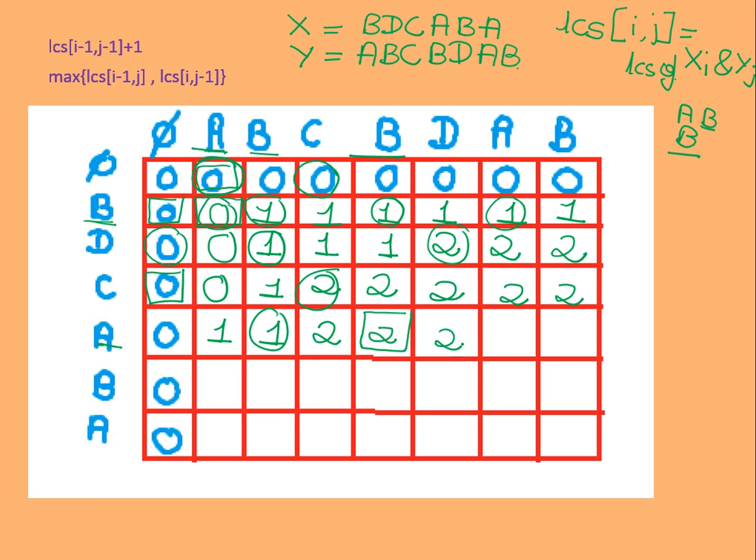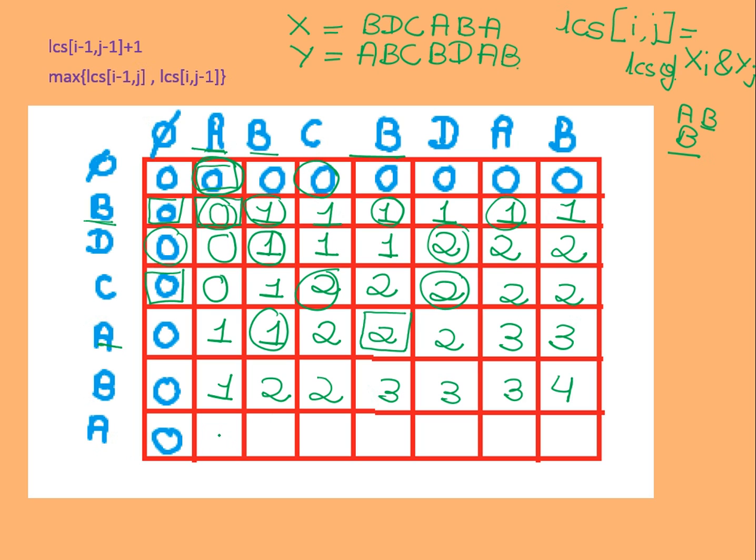Then again 2. Now here I'll store 3 as 2 plus 1 is equal to 3. Then A and B, so I'll store 3 here. Now B and A, so 1, 2. Then B and C, 2, 3, 3, 3, 4.